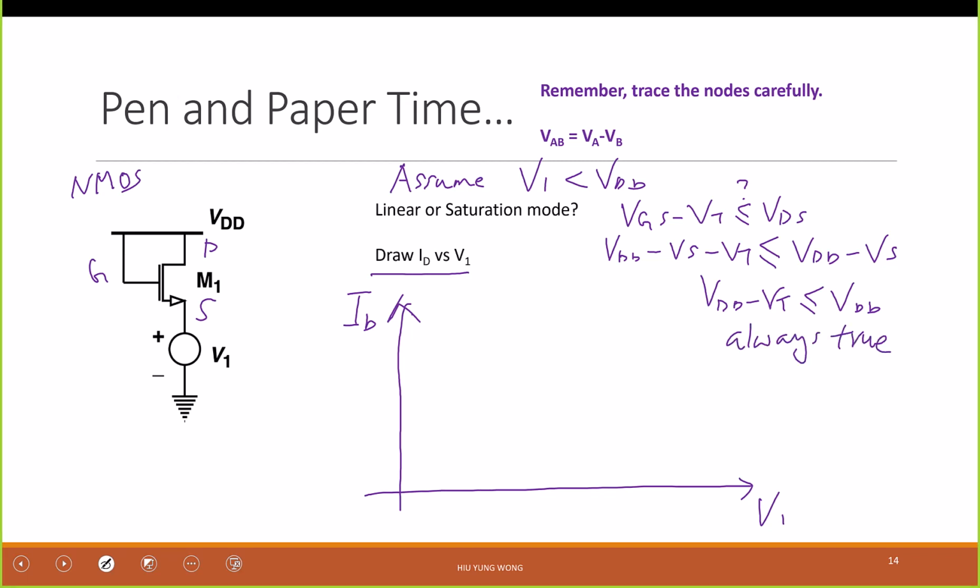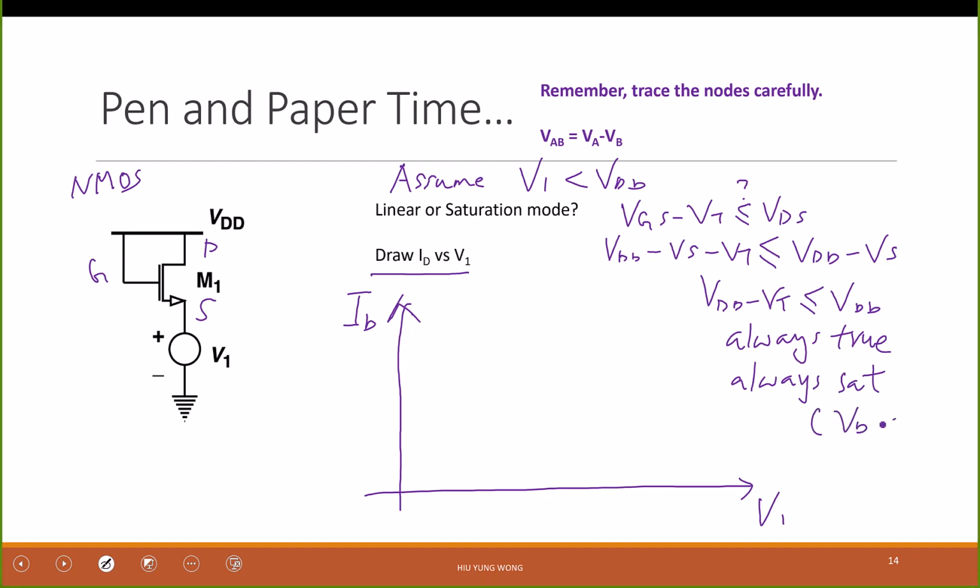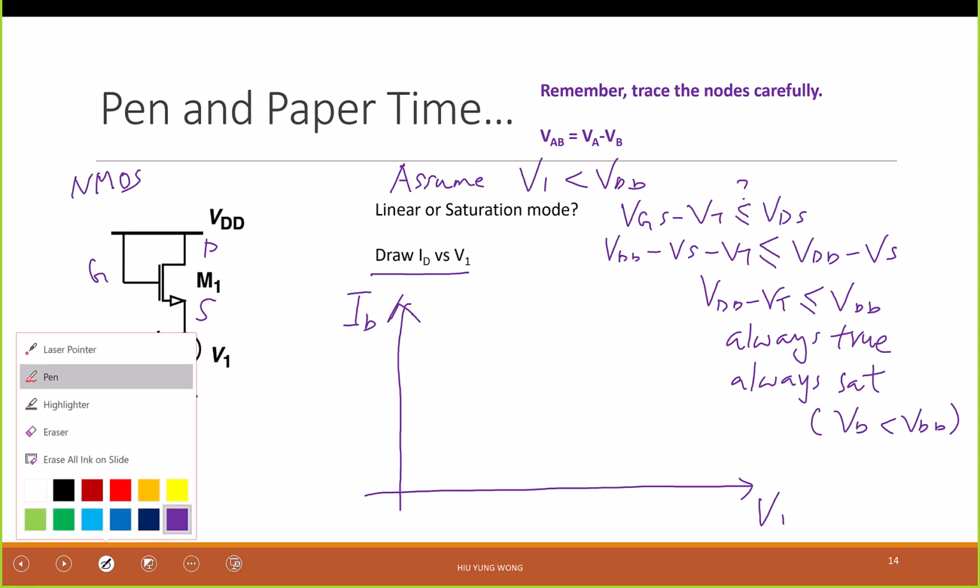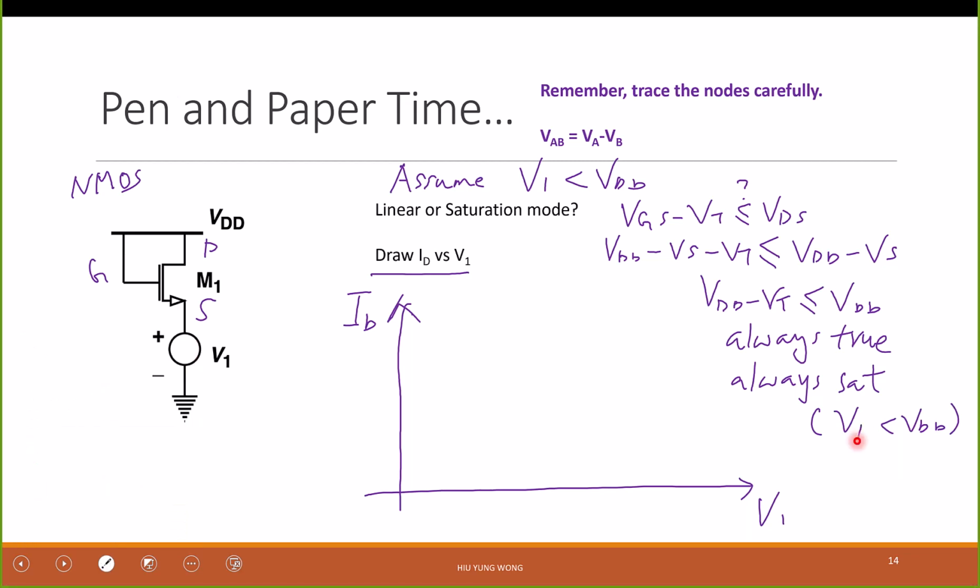Then what does it mean? It means it's always in saturation as long as V1 is less than VDD. Because when V1 is larger than VDD, we need to swap the terminals of source and drain, and then we need to look at it carefully. But we're assuming V1 less than VDD. This one is always true. So this is in saturation, right?